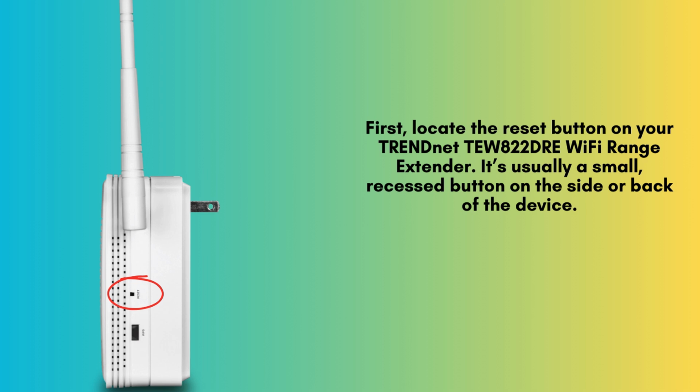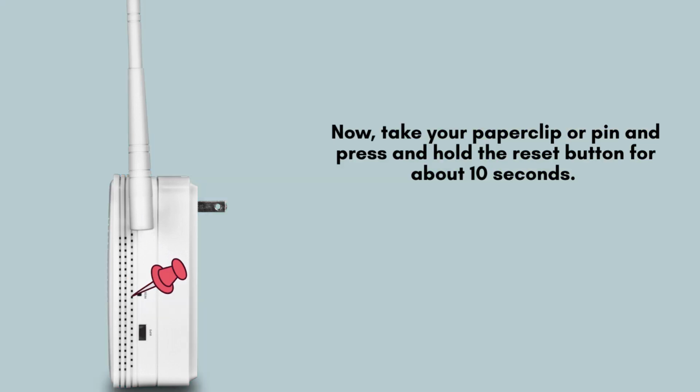Next, locate the reset button on your TRENDnet TEW822DRE Wi-Fi range extender. It's usually a small, recessed button on the side or back of the device. You might need a paperclip or a pin to press it. Now, take your paperclip or pin and press and hold the reset button for about 10 seconds.